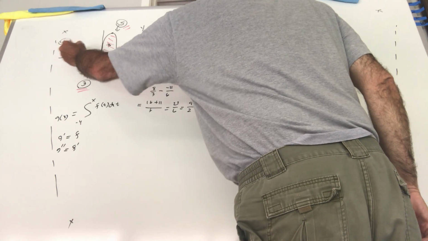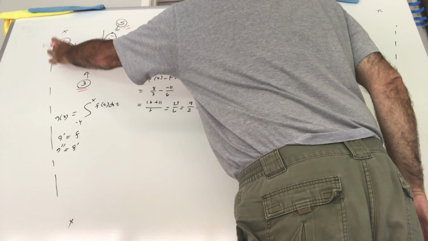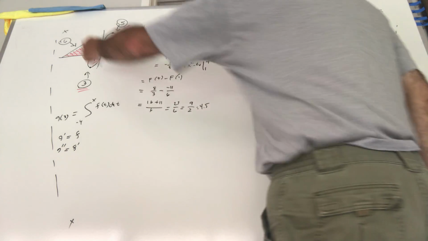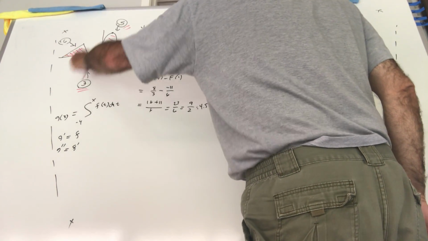Now the other two are a little different, and not that hard. The first one's pretty simple. It's a triangle. And this height is 3 and the distance is 4, so it's 1/2 base times height. So you can get that 6. So that's 6, that's 3, that's 5.